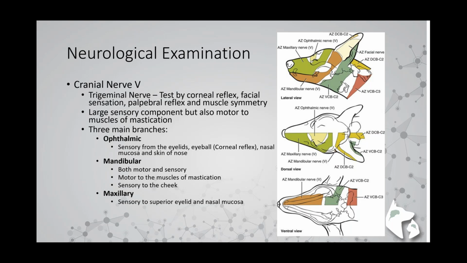There is motor components of cranial nerve 5, and those are mainly your mandibular branches. So we also always want to check these patients for symmetry. So is the temporalis and the masseter muscle looking the same on both sides?